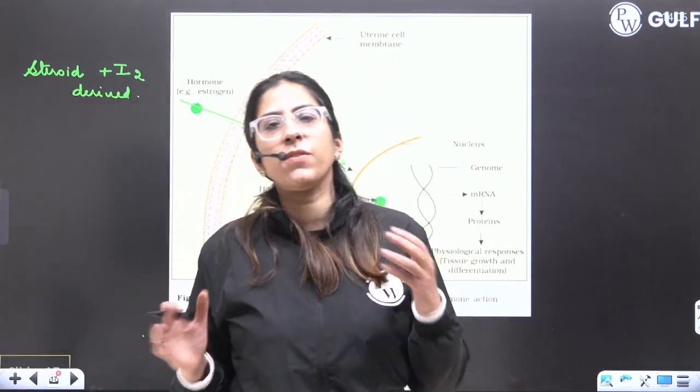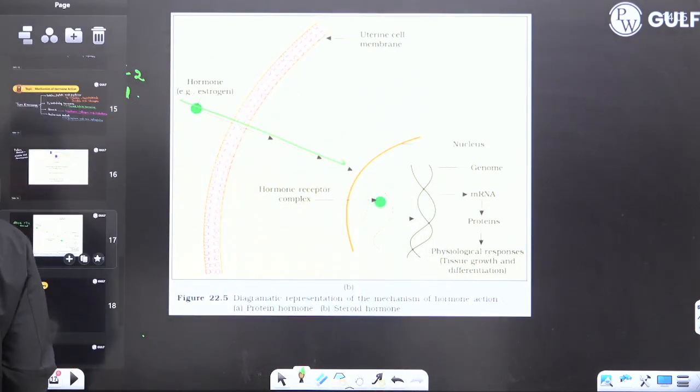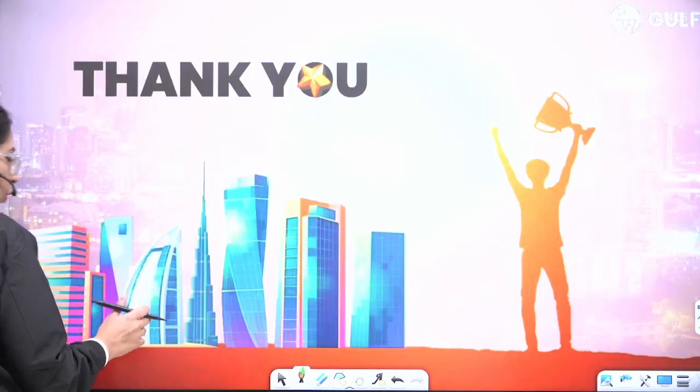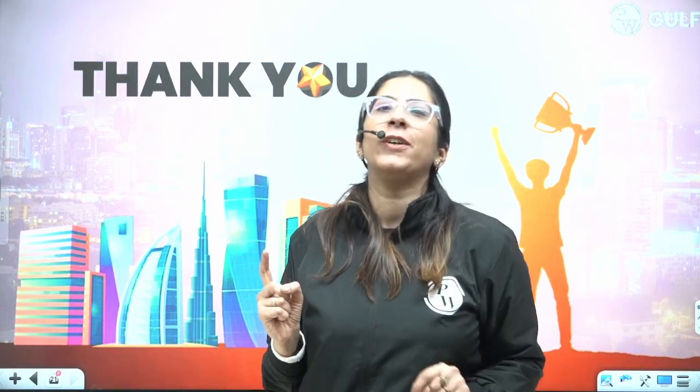So today, guys, we have learned a lot of things about this chapter. If you still have any doubt, you have to give me one answer related to the transport of hormones. What was that? Yes, from hypothalamus to pituitary. So that answer I'll be waiting for in the comment section.